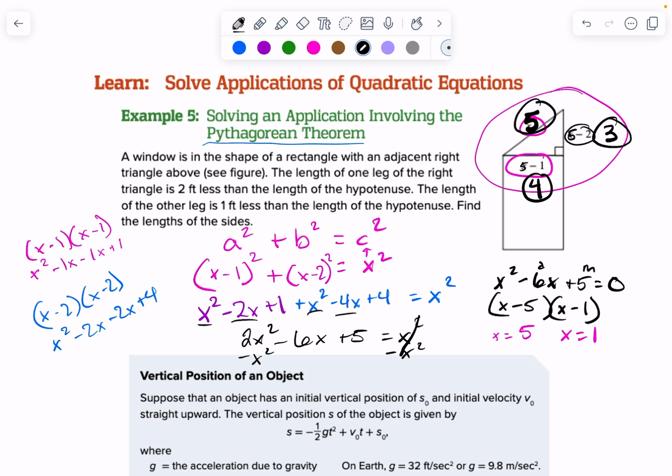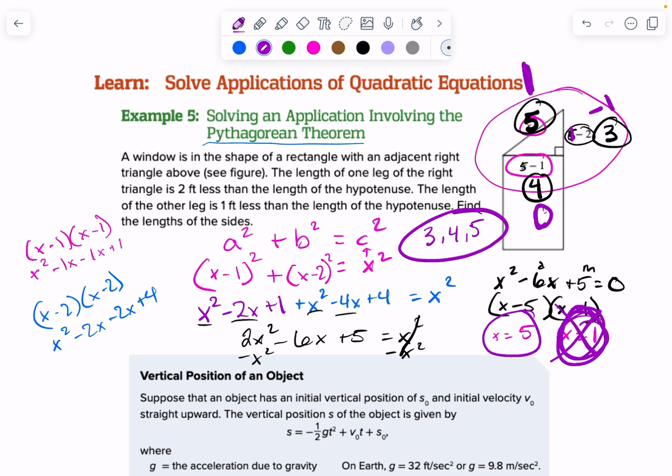Now, I have two answers, though, because what if x is actually equal to 1? Like, what if the hypotenuse is 1? Well, we have kind of a problem here because 1 minus 2 is going to make this side a negative 1, and 1 minus 1 is going to make this side 0. So even though x came out as a positive number, this is not going to be a solution because when I plug it in, it's going to end up giving me negative numbers for my side length. So that's not going to work. It says find the lengths of the sides. The sides are 3, 4, 5. Yep, there is that, okay?